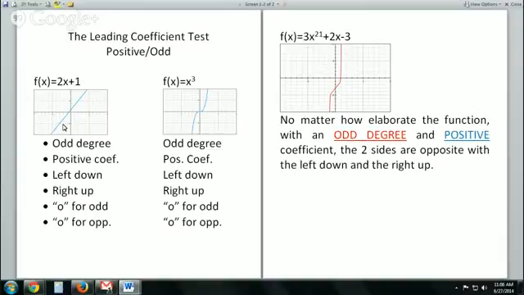Looks like this time the left side of the picture is pointed down. Imagine an arrow pointing down, saying that this is going forever down. Looks like the right-hand side of this picture is pointed up.